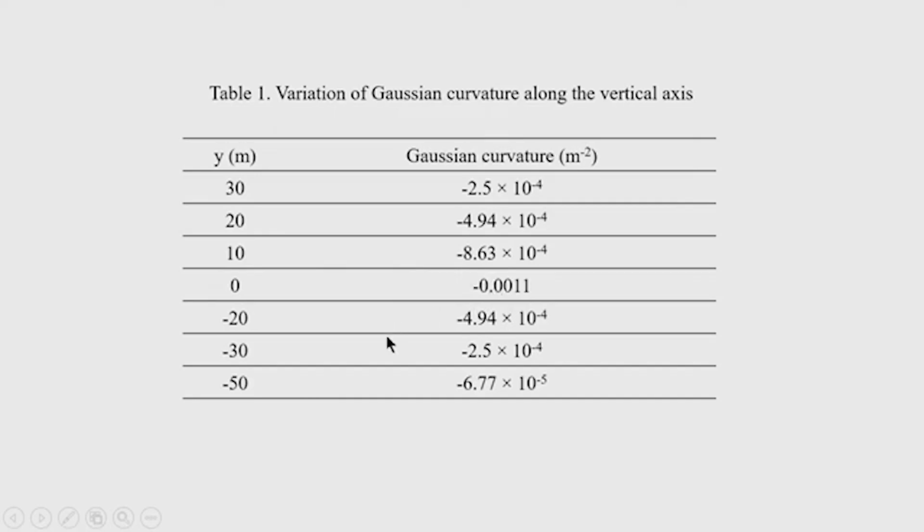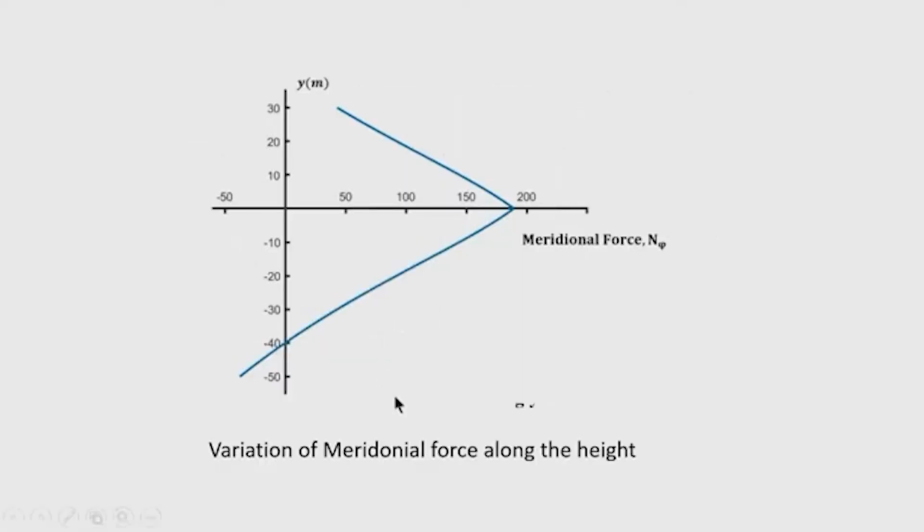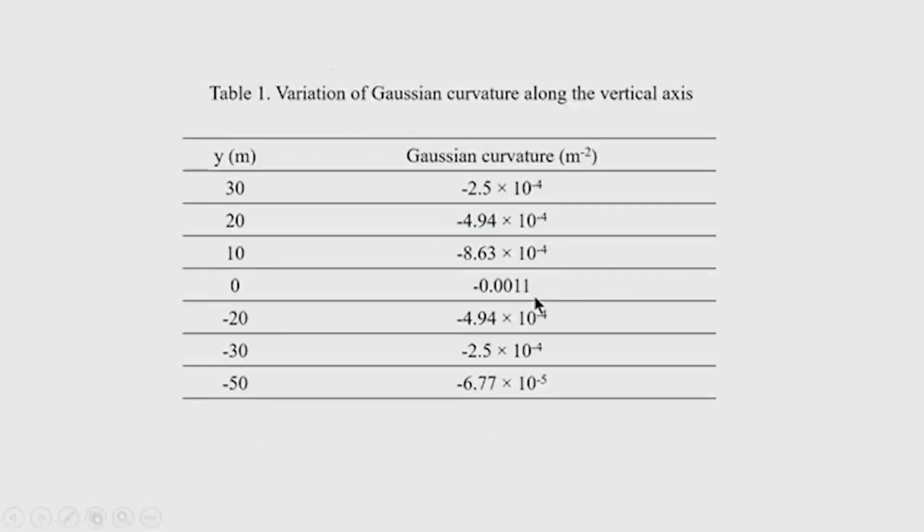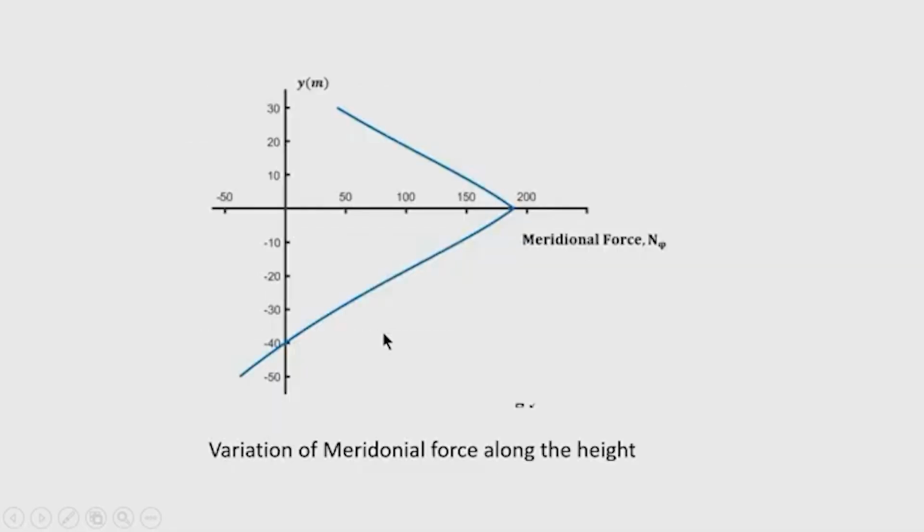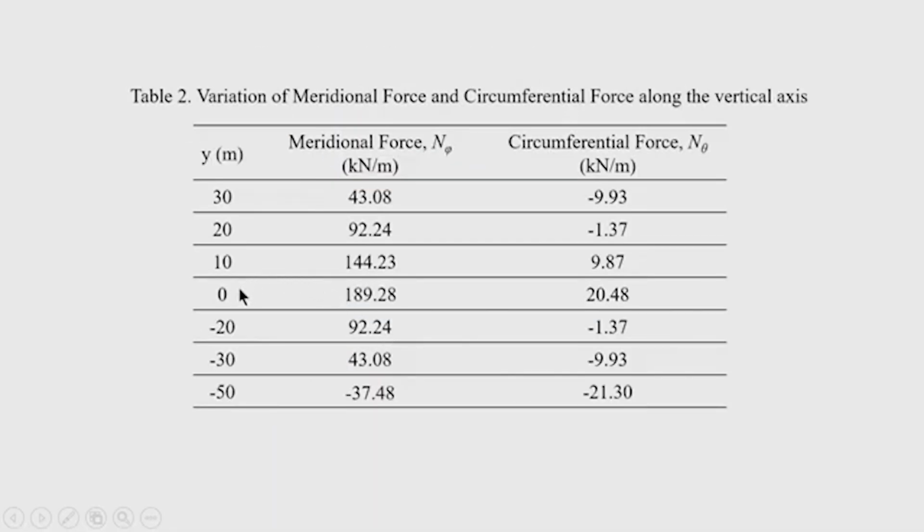Okay. So, now let us see the meridional force along the height of the shell. Meridional force is n phi, and along the height if I plot it, you can see here that up to say this region all forces are compressive in nature, and maximum forces you can see here say around 180, and this is also tabulated in the second table. So, meridional stress here say 190 for example.